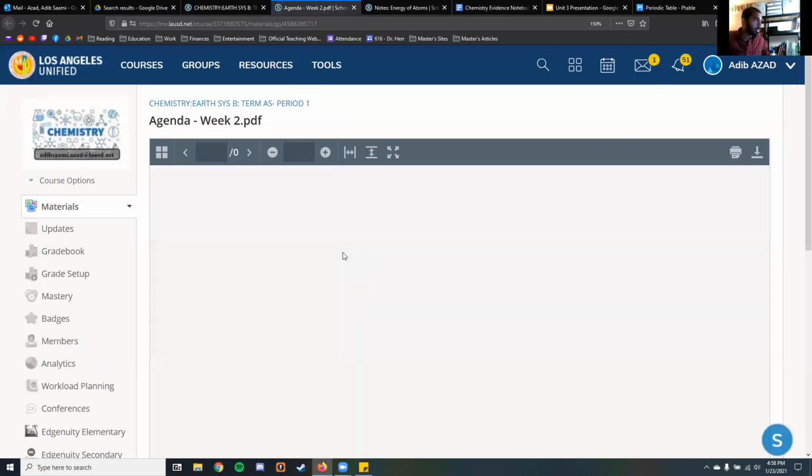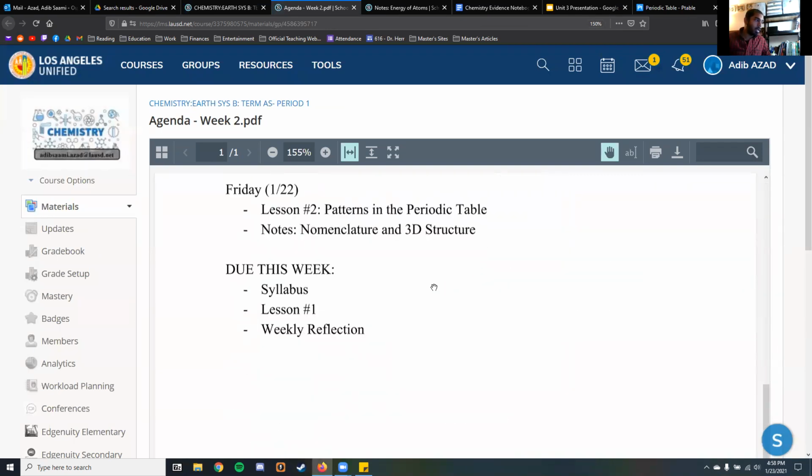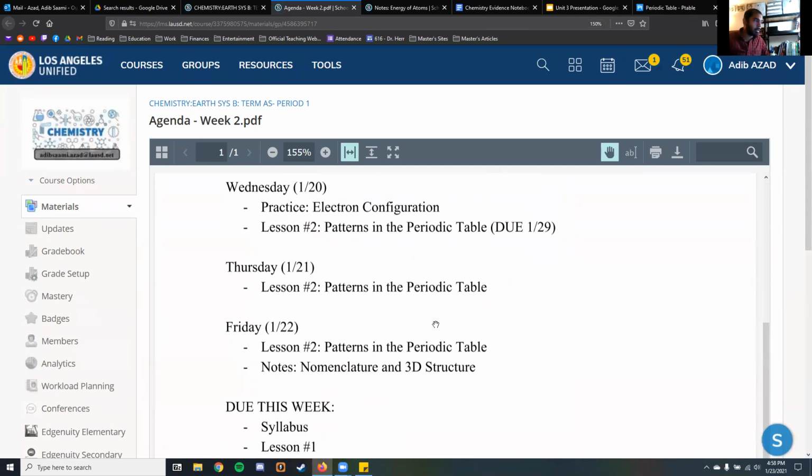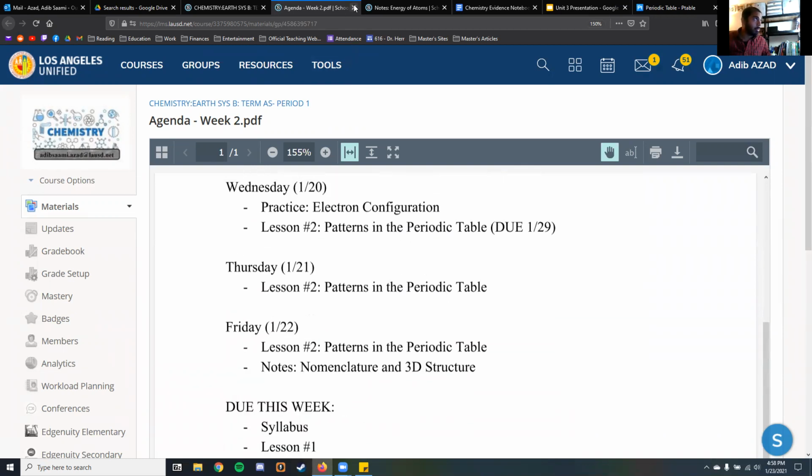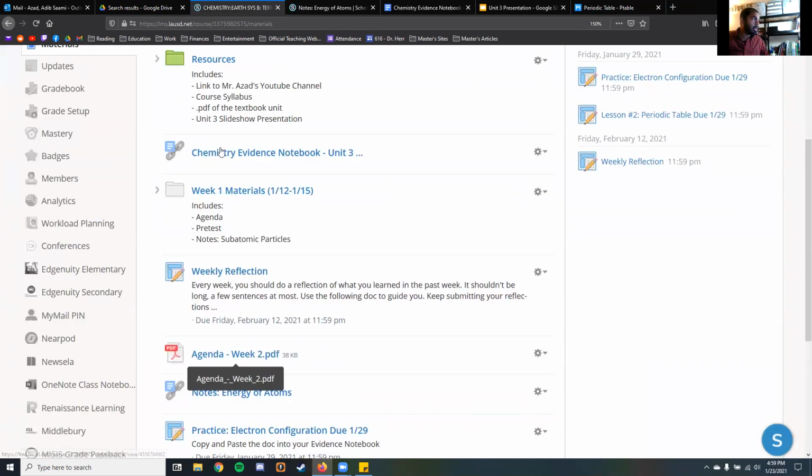Looking at the agenda for the week, let's see what was due. Looks like lesson 1 and the weekly reflection. Remember, every week you should be doing a reflection sometime in that weekend: Friday, Saturday, or Sunday. Lesson 1 should have been turned in along with your notebook. Just make sure you make a copy and send that email to me.